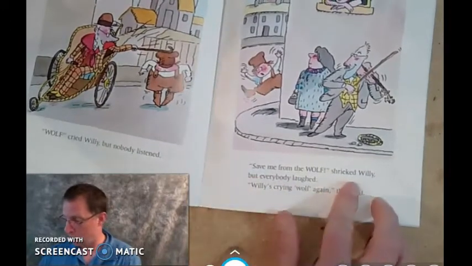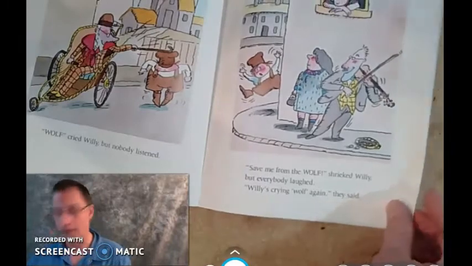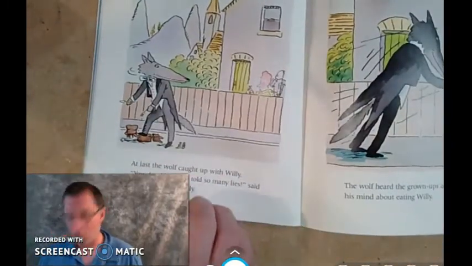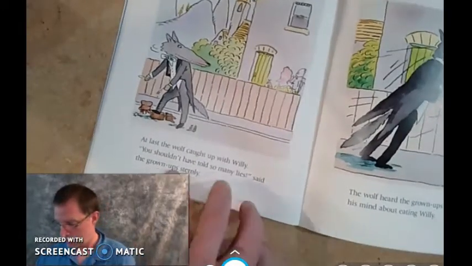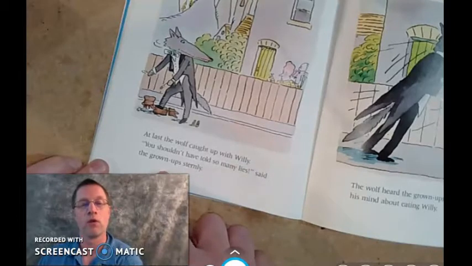"Save me from the wolf!" shrieked Willie, but everyone laughed. "Willie's crying wolf again," they said. At last the wolf caught up with Willie. "You shouldn't have told so many lies," said the grown-up sternly.